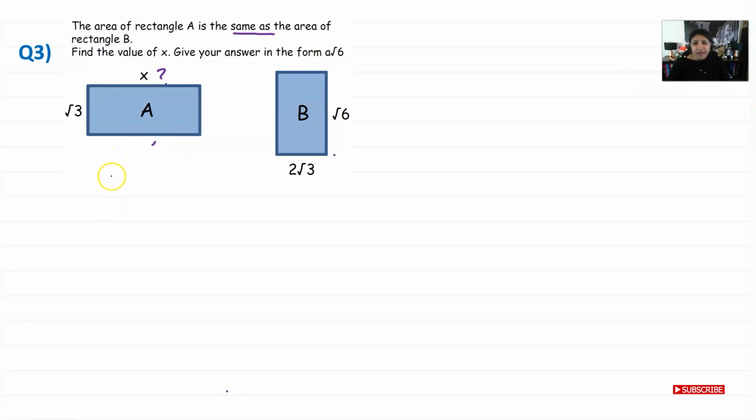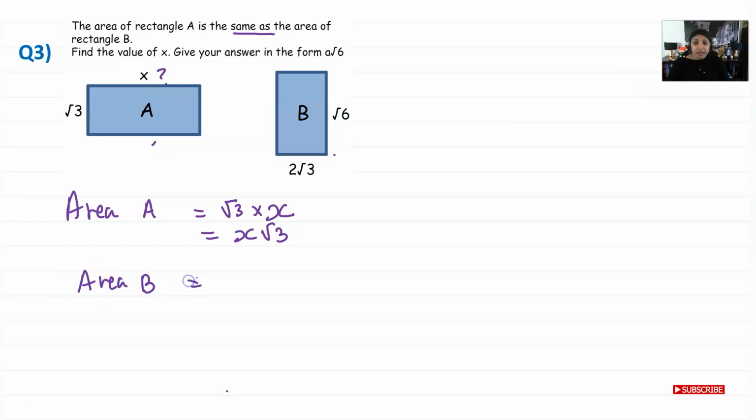First of all, let's find the area of rectangle A. I'm going to call it area A. That's going to be root 3 times x, because the area of a rectangle is just length times width. So it's root 3 times x. That's why I write my x like this, because you don't want to mix it up with the multiplication sign. So this will give you x root 3. And now we want to do area B.